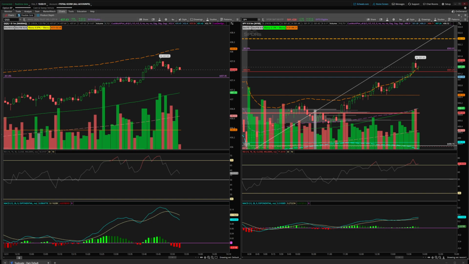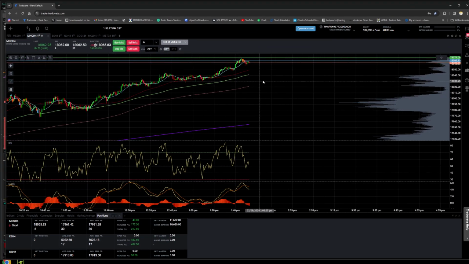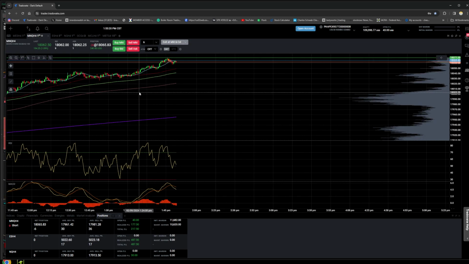It's the same exact trade I posted earlier. It's a 10 SMA loop. So when you see a 10 SMA, we'll do it on this chart here because it's already on there. 10 SMA on the minute chart. And let's stretch it out this way.